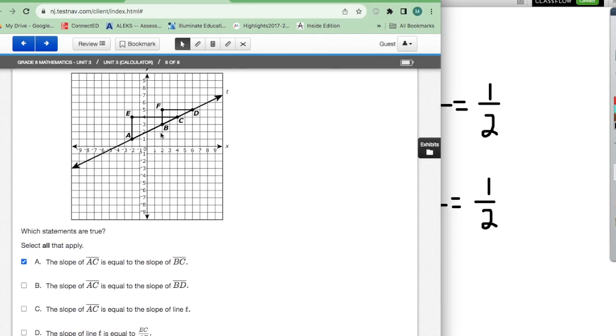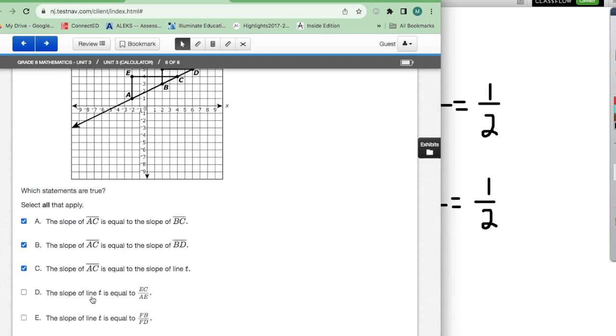So we got to be careful with these lines though. AC is equal to BD. So AC is still in line. BD, yes. The slope of AC is equal to the slope of line T. So AC is on the line. Line T, perfect. The slope of line T is equal to EC over AE.